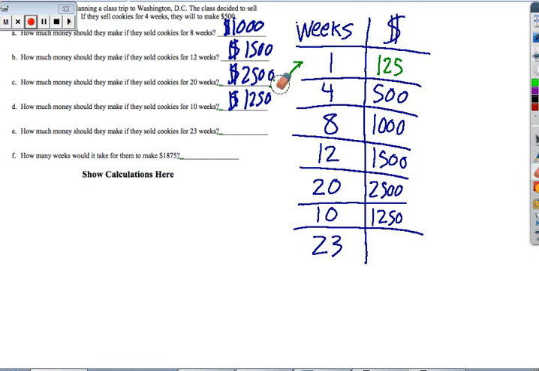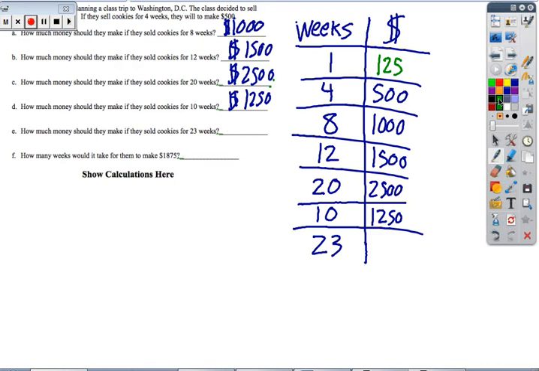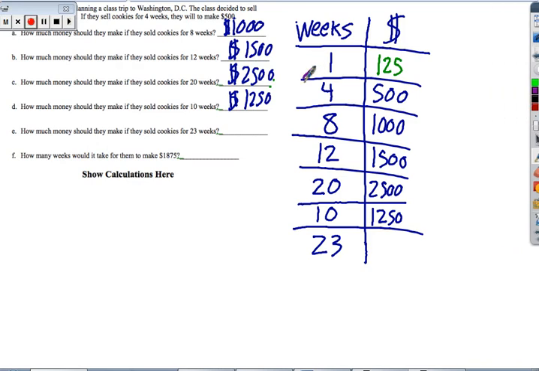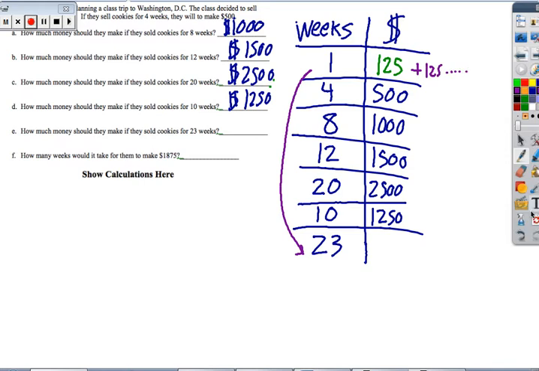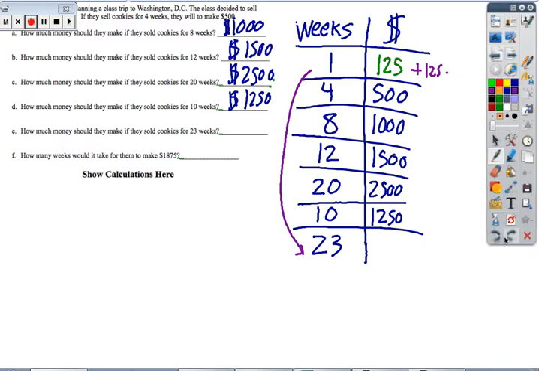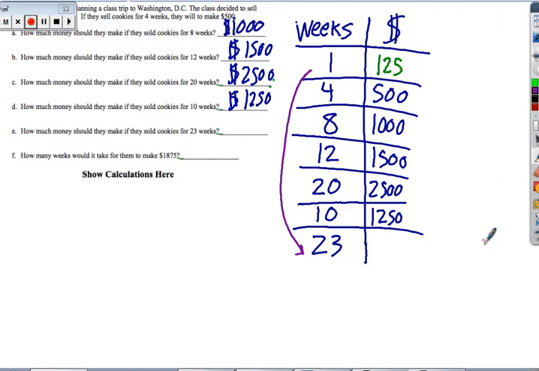Now, this is very useful to find something like 23 weeks. If we know 1, it's pretty easy to find just about any amount of weeks. So using this, let's go back now. We go all the way from 1 to 23. I mean, we could sit here and just do 125 plus 125 plus 125, 23 times. But we're taking a test here, we don't want to waste time, so we can get on to the next problem. So why don't we just use something that'll get us there quicker, which is simply multiplication.